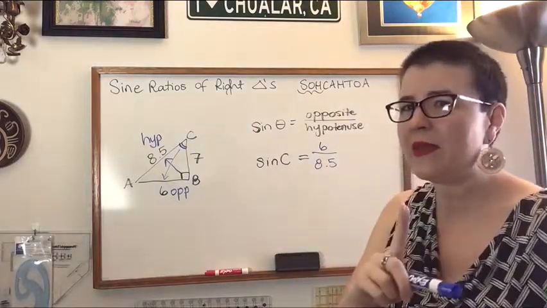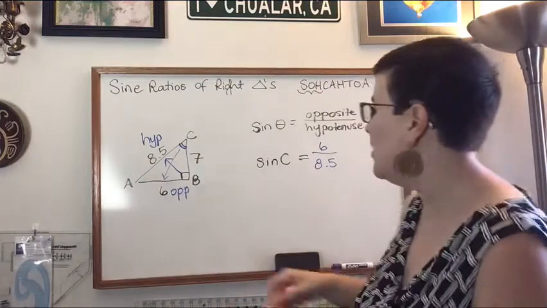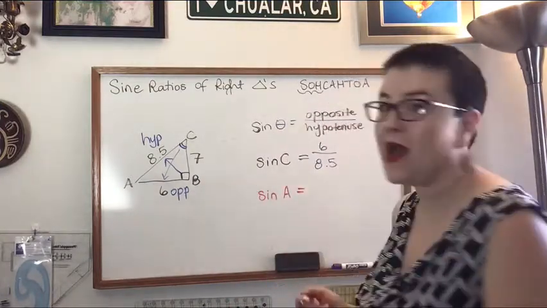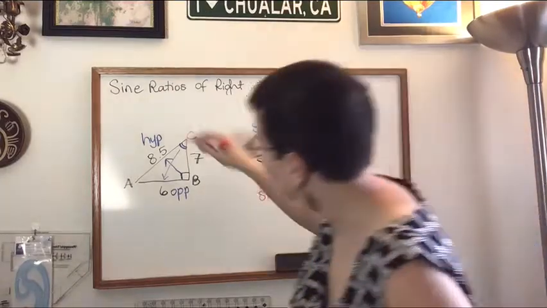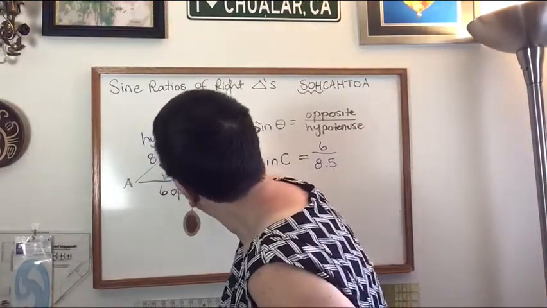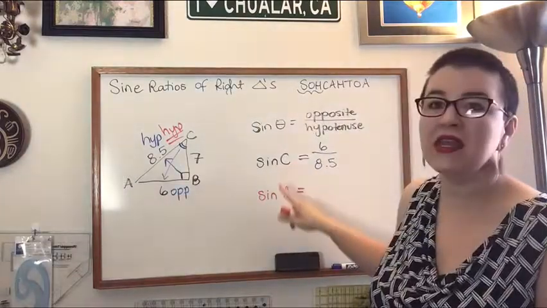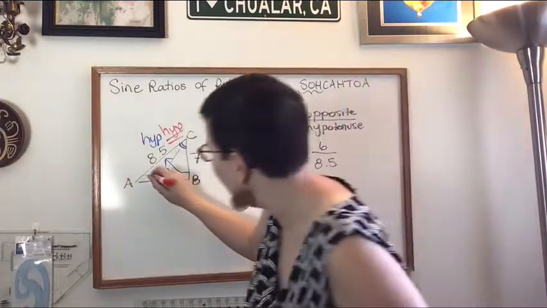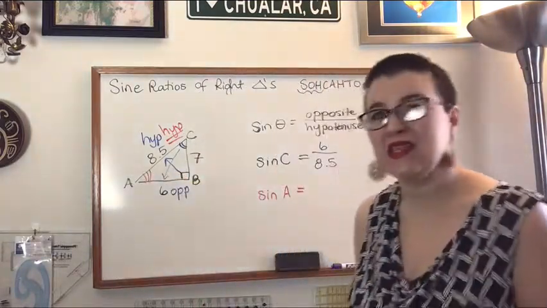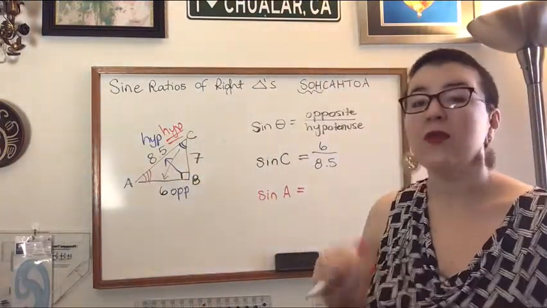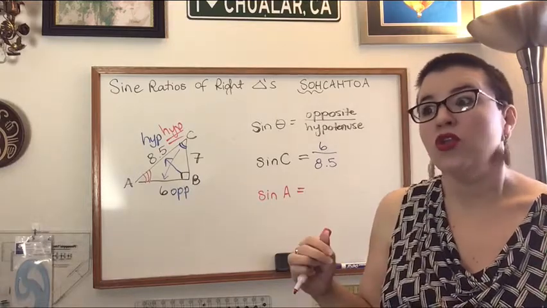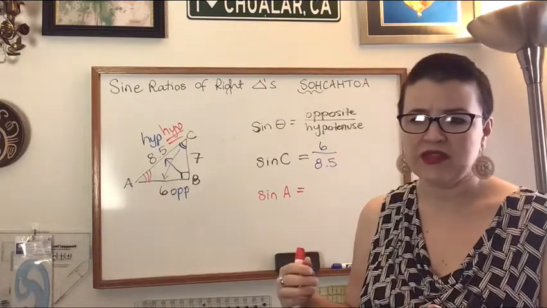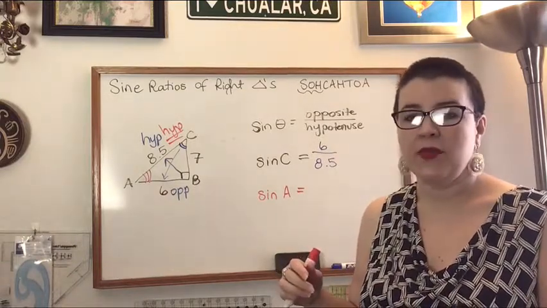Now, what if I keep the same triangle and I ask you to find the sine of angle A? The hypotenuse is still the hypotenuse. It doesn't matter if I'm looking at C or at A. The hypotenuse is always the hypotenuse. But now that I'm looking at angle A, it has a different opposite. So when you're looking at sine of something, you and someone else could have different answers if I just said find the sine.